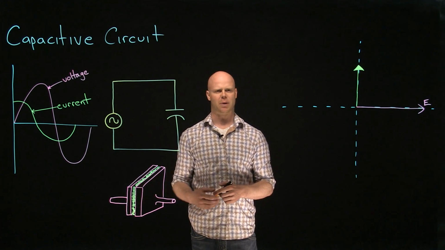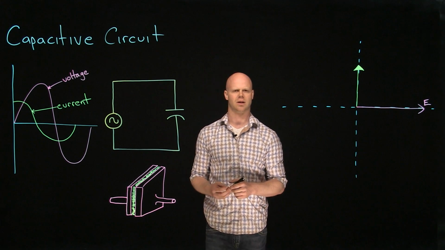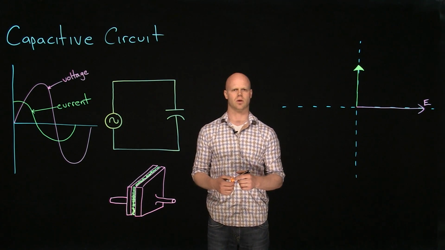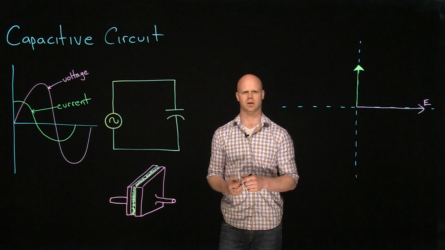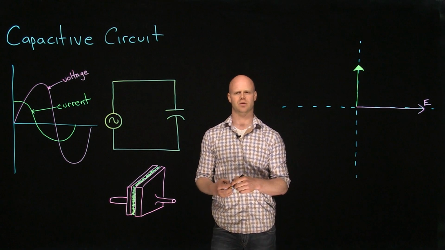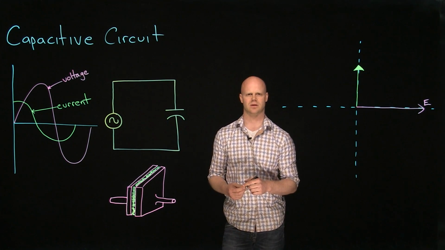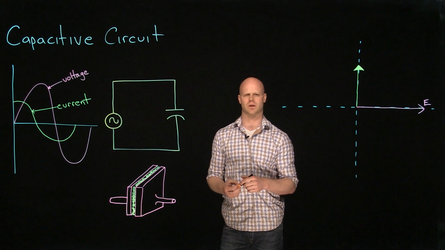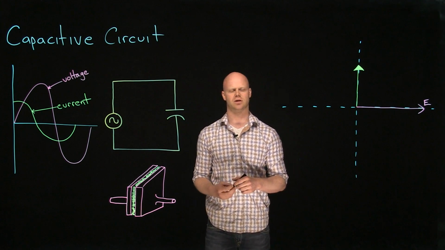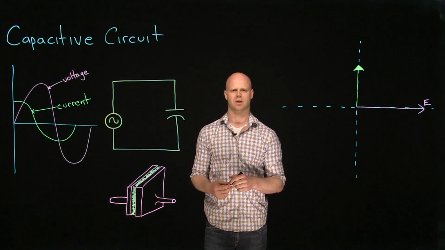So when we have our capacitor connected into our circuit and we connect it to an AC source, that AC source is continually changing. In North America, we're going to use a frequency of 60 hertz. So with that continual change, we're going to have a continual charge and discharge of that capacitor.